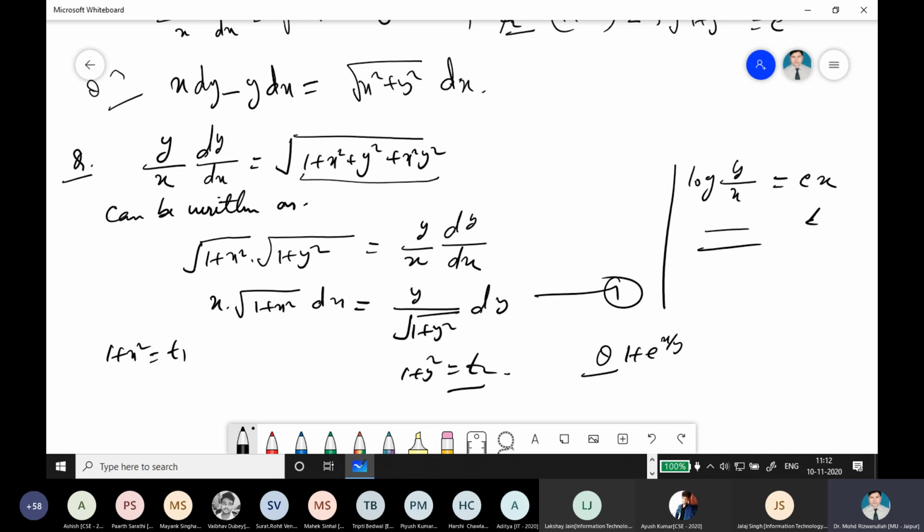1 plus e to the power x by y, this is not the question I have. I don't have that question. Equation y by 1 plus e to the power x by y. Okay. Question based on e? There is no question on e.